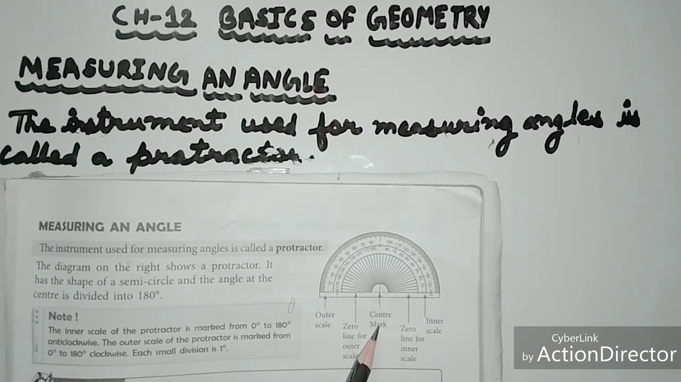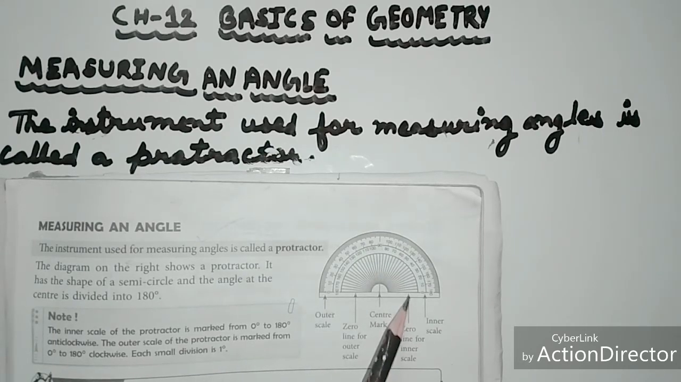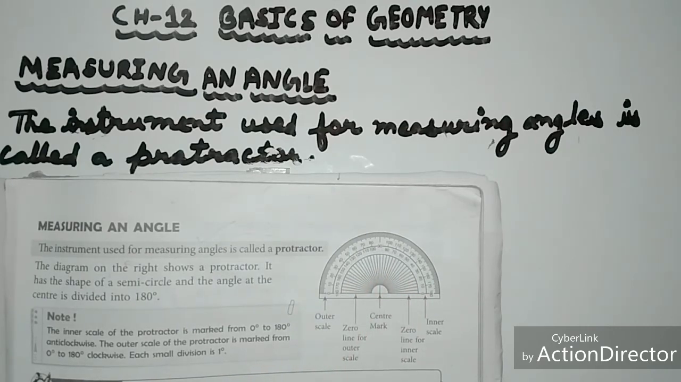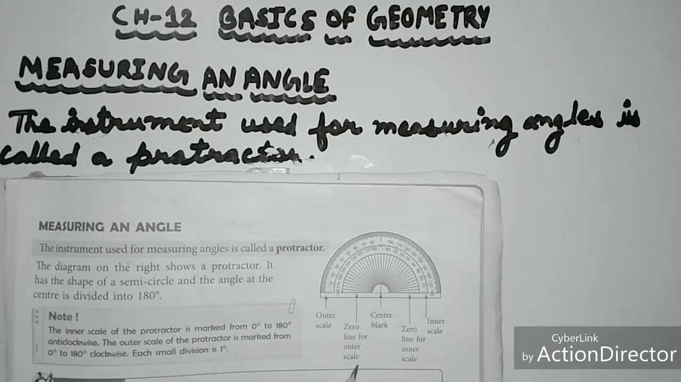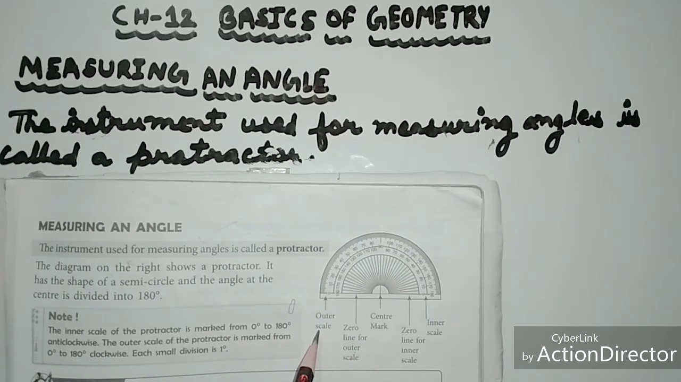Now here, this is the center of the protractor. It's the center mark, and this line is the 0 line for the inner scale. These are all inner scale marks like 0 degrees, 10, 30 and so on. Now this line is the 0 line for the outer scale, and these are outer scale marks: 0 degrees, 10, 20. There is an inner scale from both the left and right sides, and an outer scale.